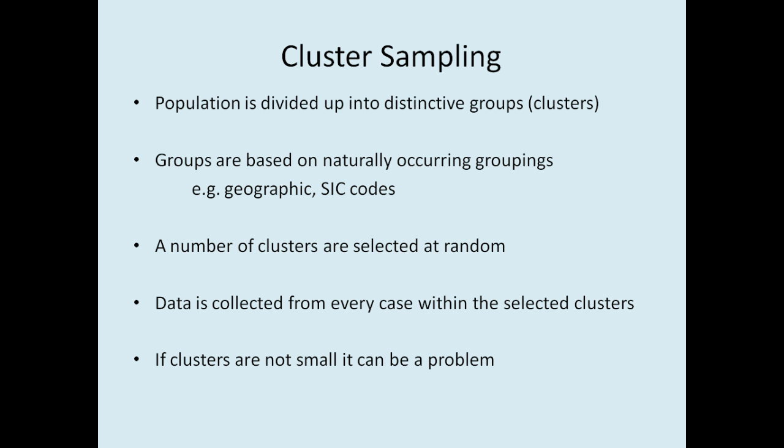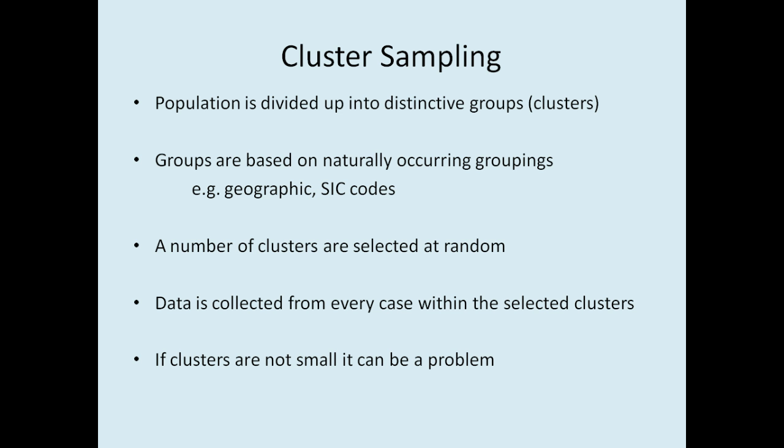We may have a list of companies. We divide them by SIC codes, standard industry classifications. So plastic companies, computer manufacturers, IT consultancy companies, we divide them by the type of company they are, and we put them into these groups, and these groups are called clusters. And then a number of clusters are selected at random. So we put these things in a hat. We pick out 3 or so clusters, and those are randomly selected with no bias there. Remember, that's really important here.